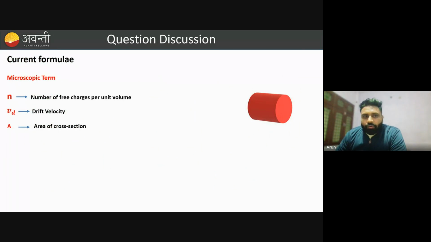Now, the current formula, if I talk about it in microscopic terms, the discussion that I did in the previous slide is the discussion for the microscopic level of current. We are understanding how the current has been developed at the microscopic level. So the formula that should be followed here is I equals N e A Vd.